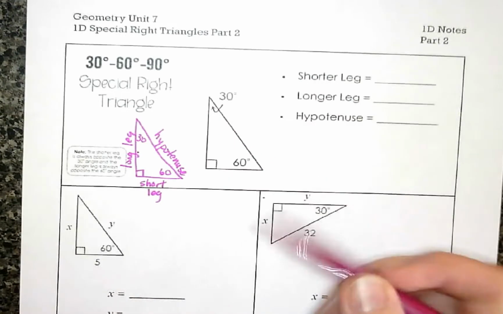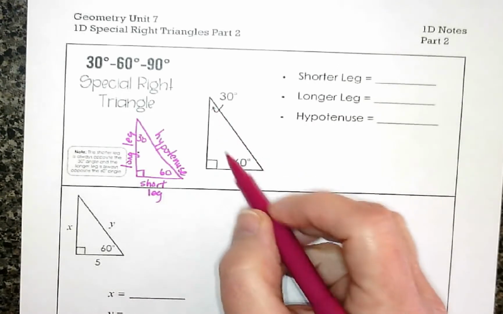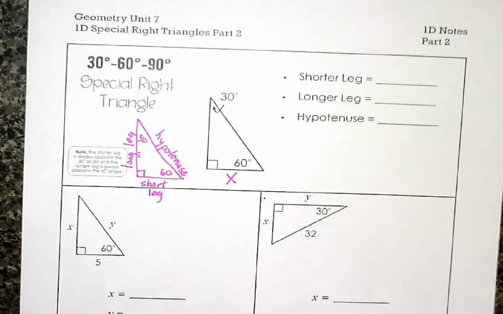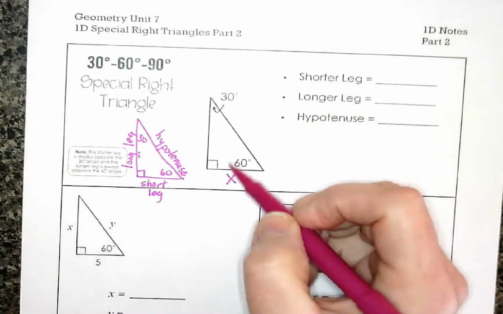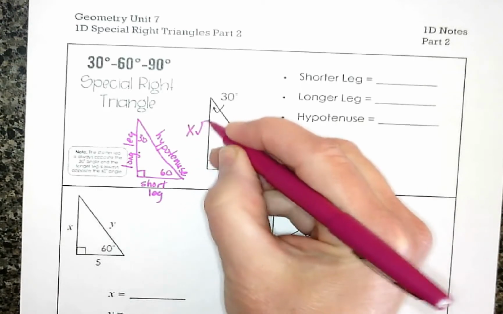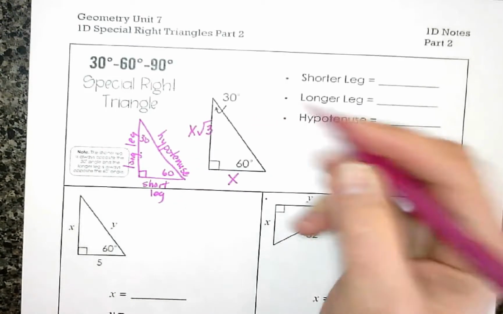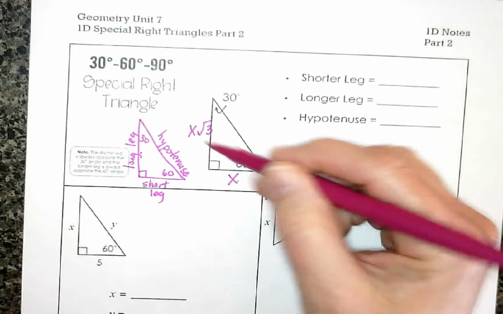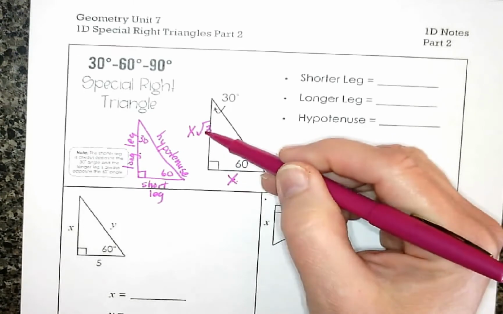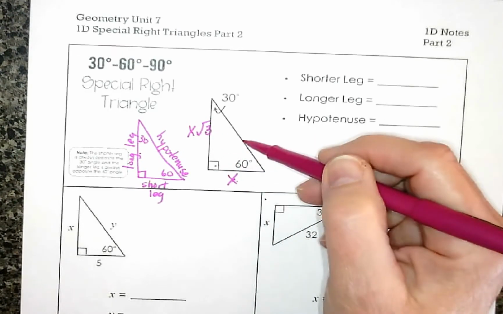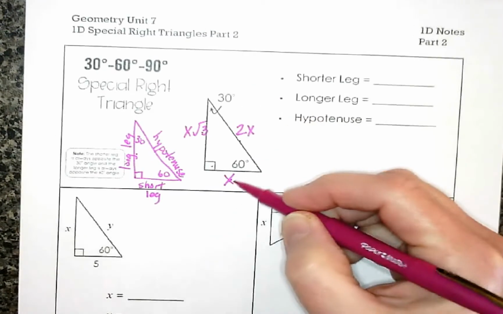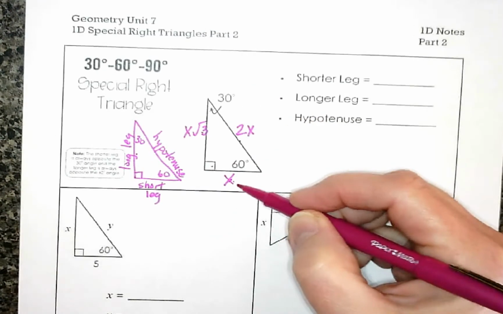The relationship between them starts with the short leg opposite the 30, as that's going to be my x. Kind of consider that like the base number. The long leg is going to be x square root of 3. So the relationship between those is just taking x, whatever that number is, times the square root of 3. And the hypotenuse on a 30, 60, 90 is always 2 times as long as the short leg.